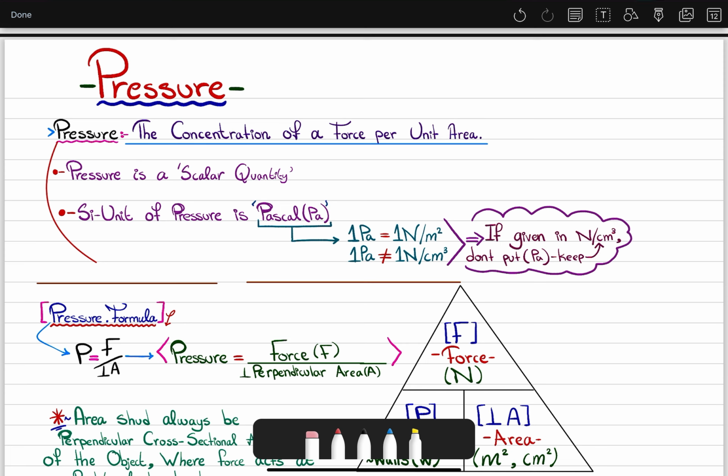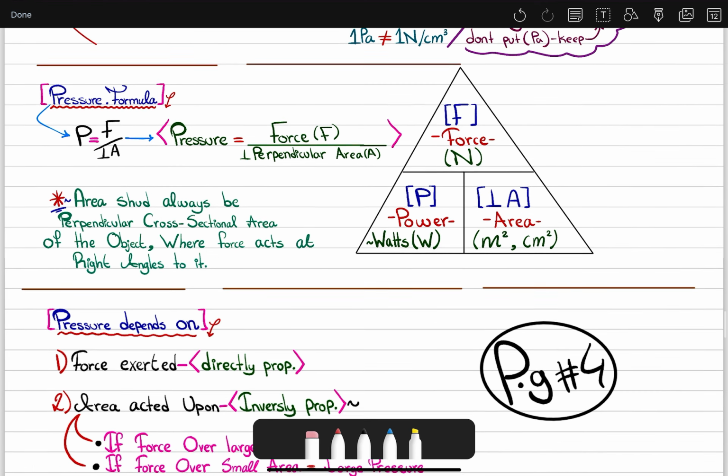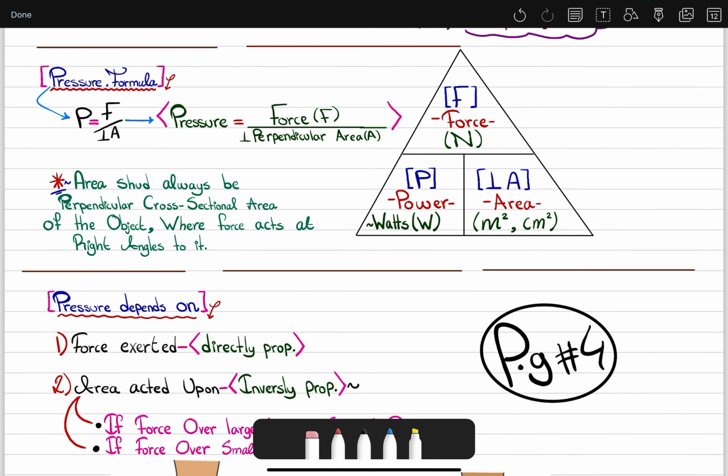1 Pascal is equal to 1 Newton per meter squared, but 1 Pascal is not equal to 1 Newton per centimeter squared. So if it is given in Newtons per centimeter squared, do not put Pascal, keep it in Newton per centimeter squared. If the question is given in Newton per meter squared, you can put it in Pascal. Of course, by the definition, the formula is very simple. Pressure is equal to force divided by perpendicular area.